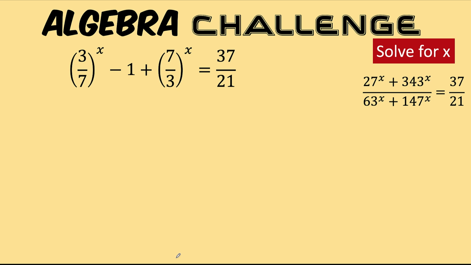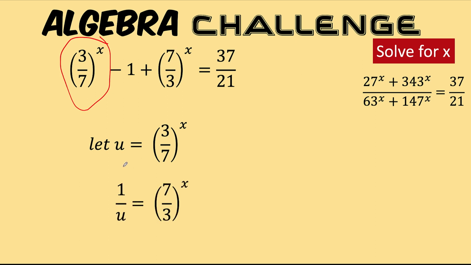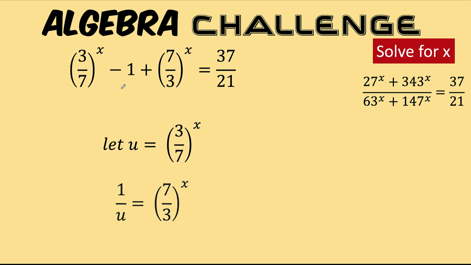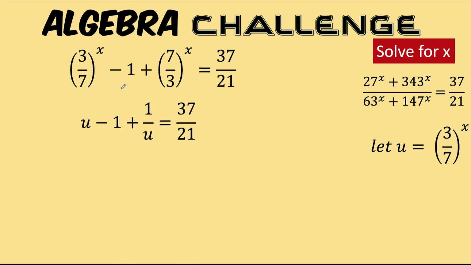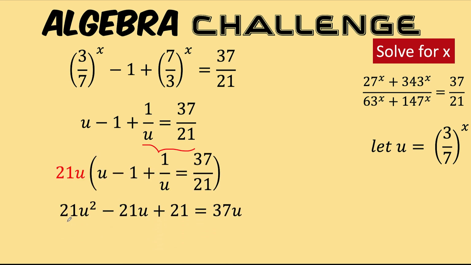So let's do some u substitution here. We let u be equal to 3 over 7 raised to x. Then this quantity 7 over 3 raised to x is equal to the reciprocal 1 over u. Then let's re-express this in terms of our variable u. So we now have u minus 1 plus 1 over u equals 37 over 21. Then let's get rid of the denominators of this equation by multiplying by 21u and simplifying. We now have this equation 21u squared minus 21u plus 21 equals 37u, which is a quadratic equation.